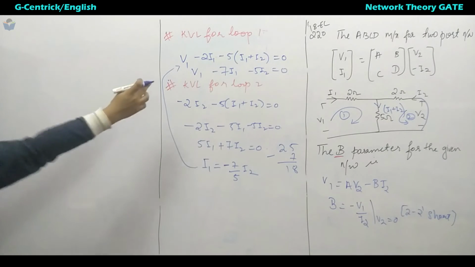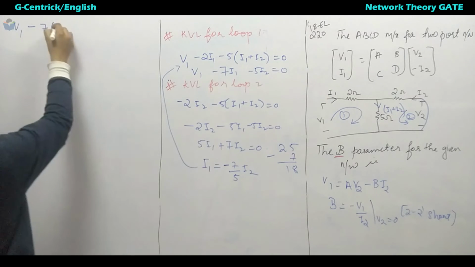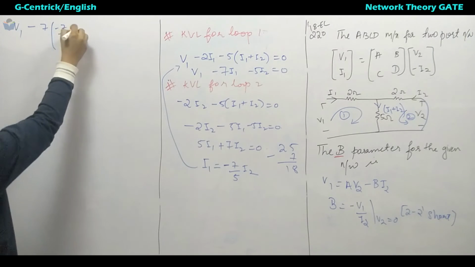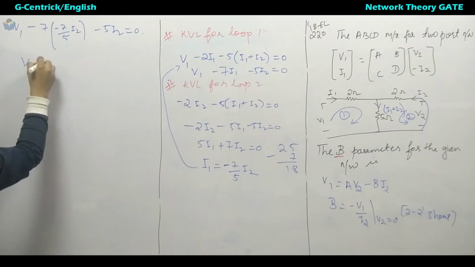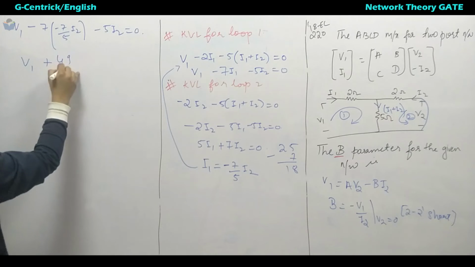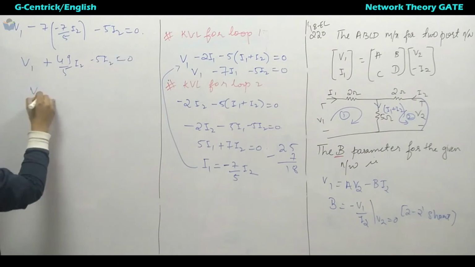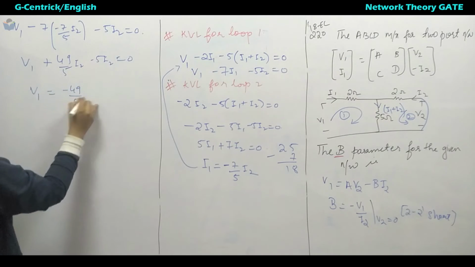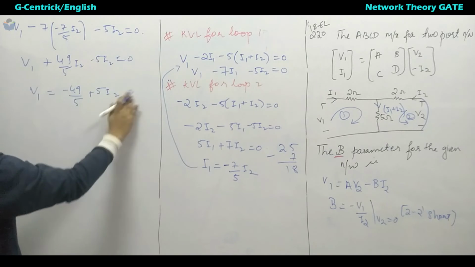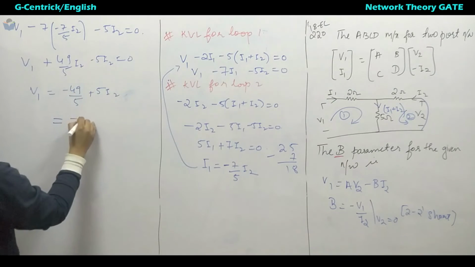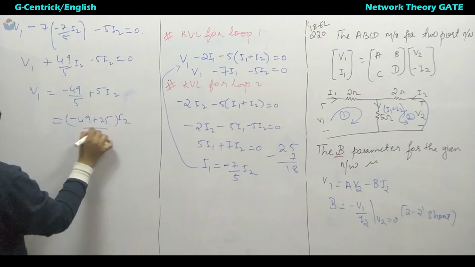Okay, so here we have forgotten to multiply the 7 times I1, that is minus 7 by 5 I2 minus 5 I2 equal to 0. So V1 minus 49 by 5 I2 minus 5 I2 equal to 0. So V1 will be equal to minus 49 by 5 plus 5 I2. Then here we will get minus 49 plus 25 I2 divided by 5.